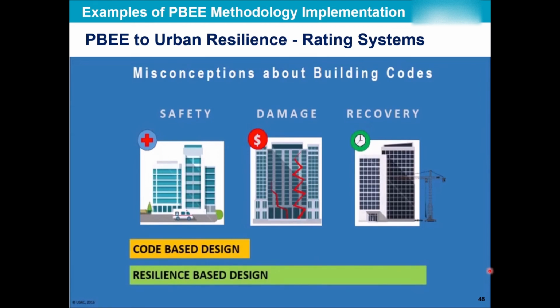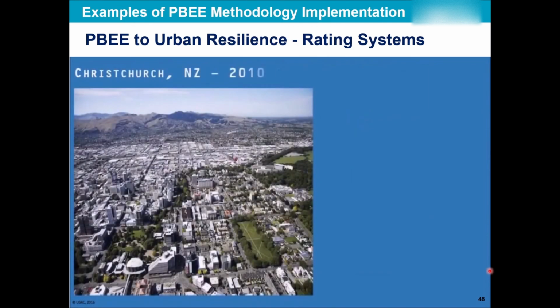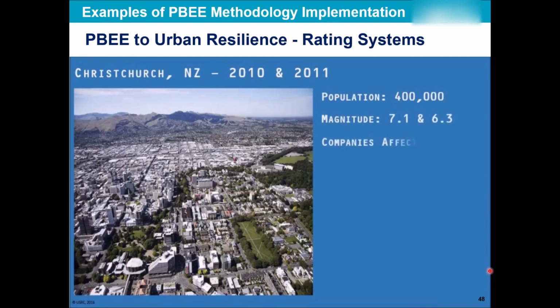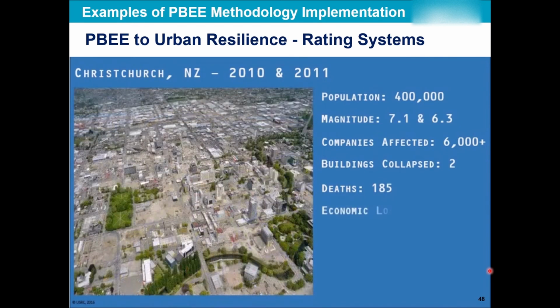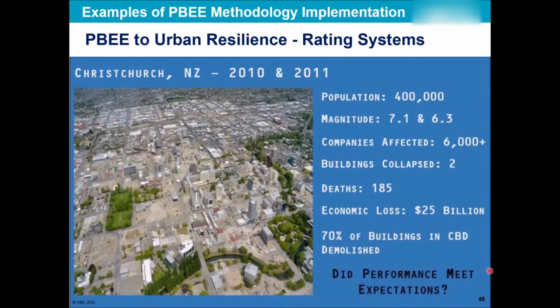Let's look at Christchurch, New Zealand, a once thriving city of 400,000 that in 2010 and 2011 was struck by two very powerful earthquakes. The good news is, of the thousands of buildings in the central business district, only two collapsed. However, economic losses were on the order of $25 billion, and over 70% of the buildings in the downtown district had to be demolished because they were so heavily damaged.